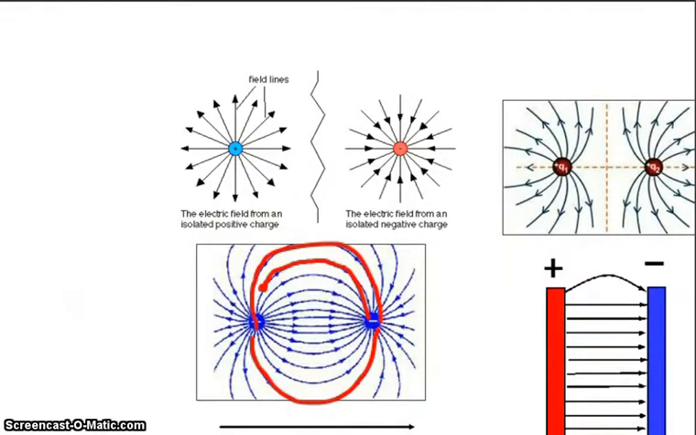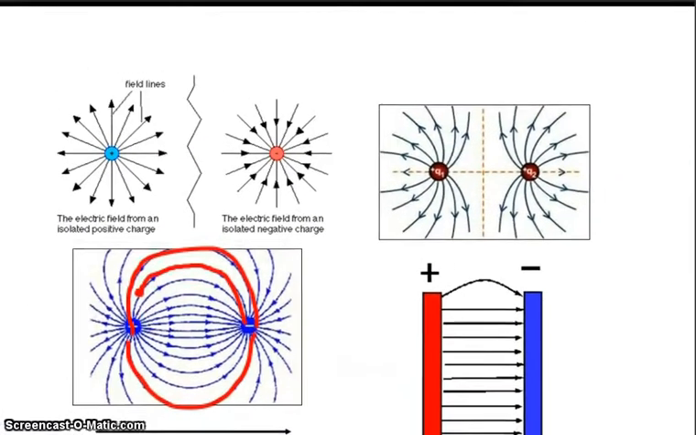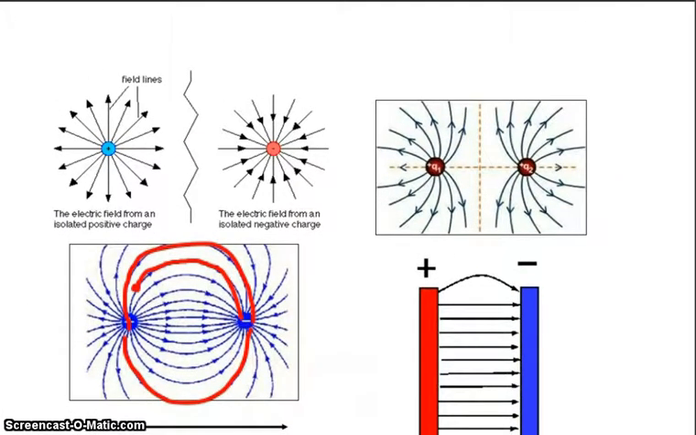Now, if we have two of the same charges, then your lines push apart like this. Okay? So, a proton that was sitting right here would get pushed away from this one and pushed away from that one to travel like that.